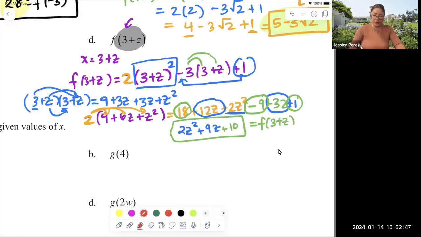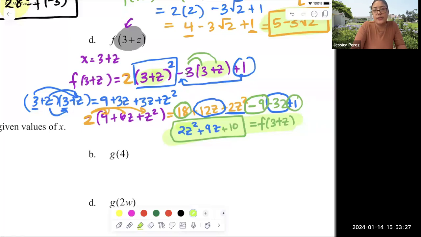Okay, so just let me do a little recap. We begin by substituting 3 plus z everywhere we see an x, and we went ahead and did the binomial product of 3 plus z squared, 3 plus z times 3 plus z. There it is, 9 plus 6z plus z squared. There is a 2 from the original function, so we have to distribute the 2 everywhere. So 2 times 9 is 18. 2 times 6z is 12z. 2 times z squared is a plus 2z squared.